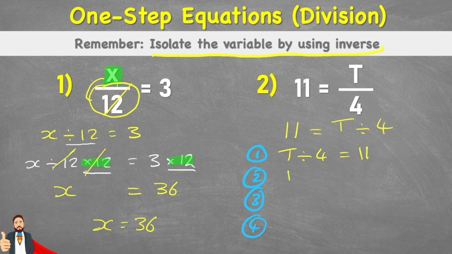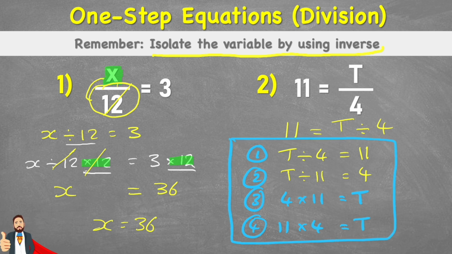So the next number sentence would be t divided by 11 equals 4. Notice that we're using the exact same numbers and values, but we're just sequencing them in a different order. But now I have 2 multiplication questions that are also part of this number family. I have 4 multiplied by 11 will therefore equal t, and also 11 multiplied by 4 also equals t. So these 4 questions are all part of the same number family.